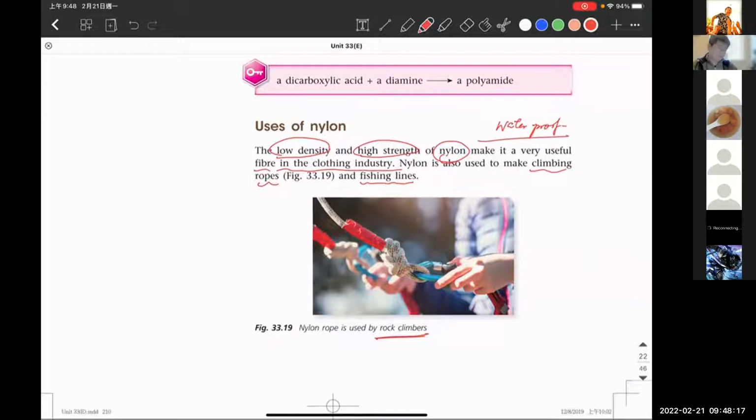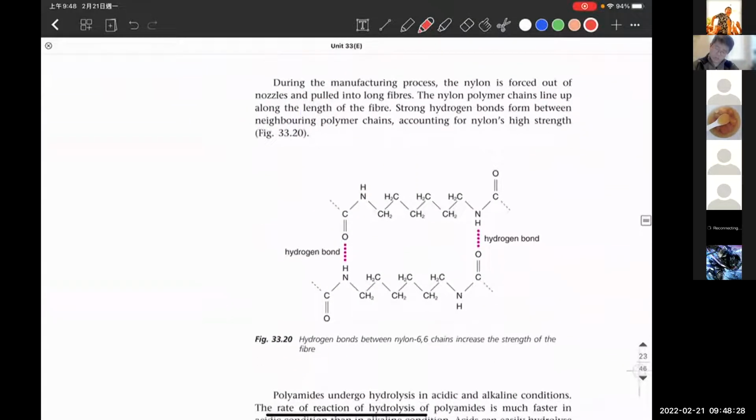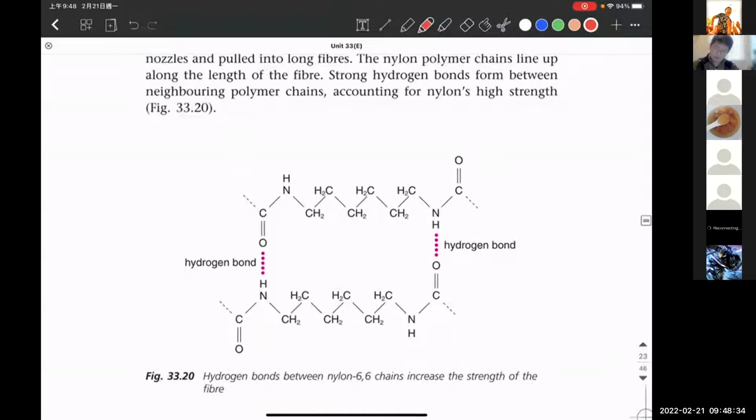It's quite waterproof. So we usually use this. And why do we say that nylon is a very strong material? It is because of the intermolecular forces that hold the chains together. This is one polymer chain, and this is another polymer chain. In between both polymer chains, they are connected.